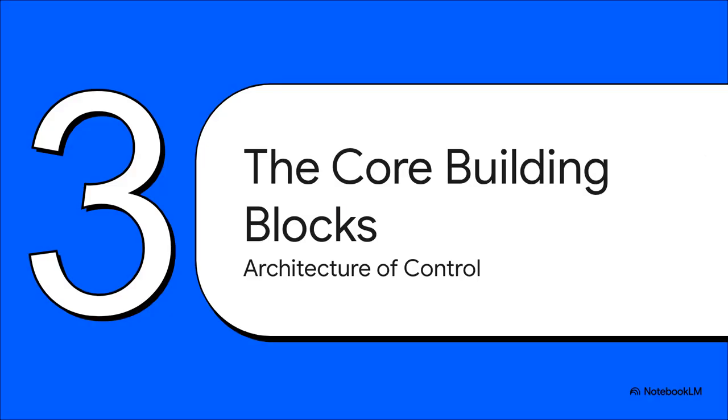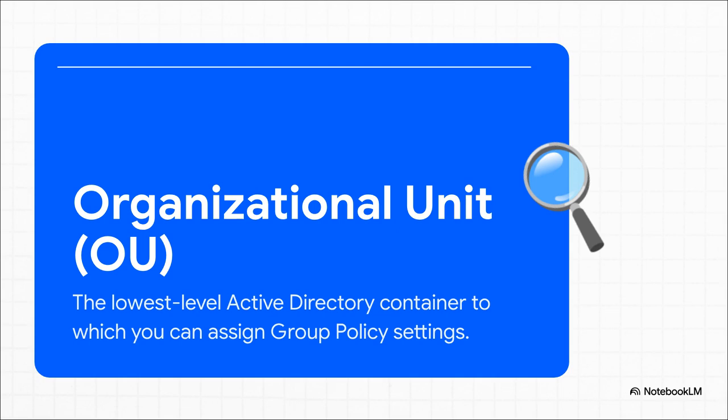So we have these GPOs, right? Our folder's full of rules. But how do we aim them at the right people and computers? I mean, you definitely don't want the accountants getting the software meant for the engineering team. This is where the structure of your network becomes absolutely key. And the most important building block here is the organizational unit, or OU. An OU is just a container you create to organize everything. You might have an OU for the accounting department, another one for sales, and maybe one just for your servers. And this organization is so crucial because you apply or link your GPOs directly to these OUs.